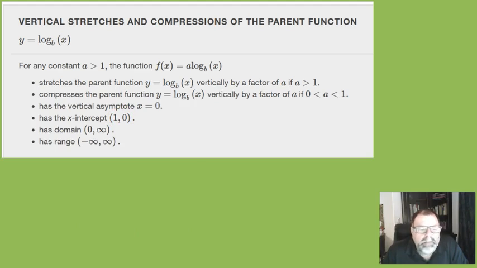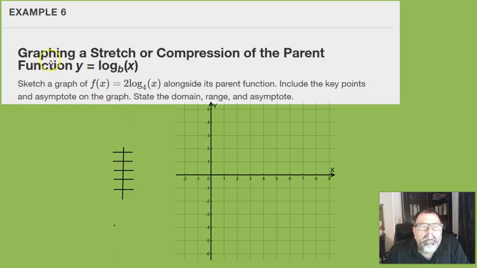Okay, let's look at an example. All right, so example 6. Sketch a graph of f of x equals 2 times the log base 4 of x alongside its parent function. Include key points and the asymptote of the graph, and state the domain, range, and asymptote.